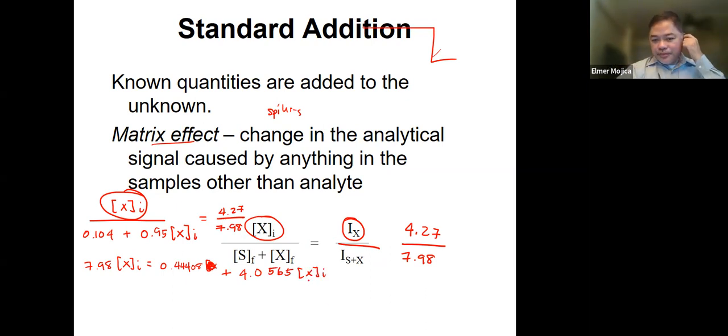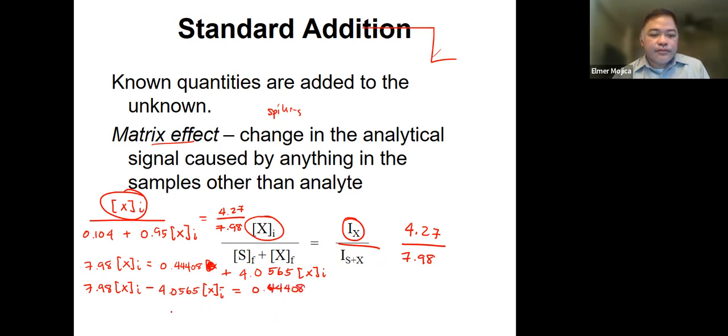And what do I do? I need to group Xi in one side. So that means I have to subtract this, and then get the difference of this one. So ano makukuha ko yan? 7.98 minus 4.0565, around 3. I just put everything for now. Okay. Sa huli na lang ako magra-round out.